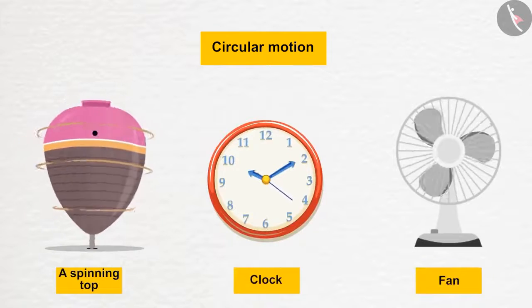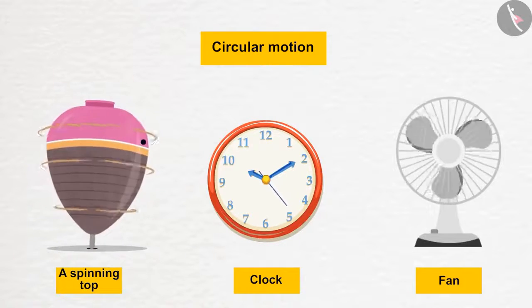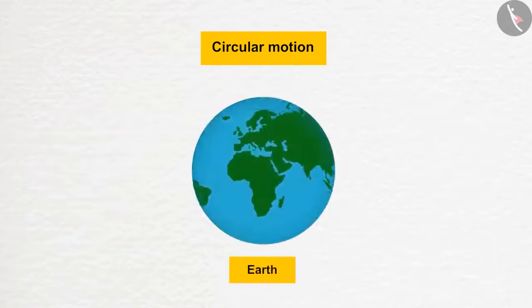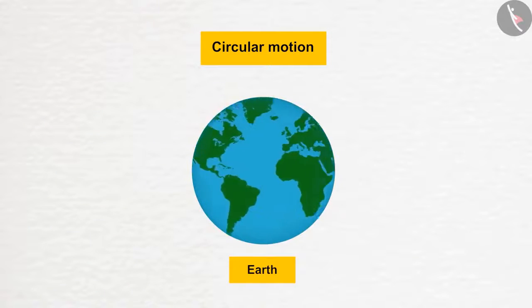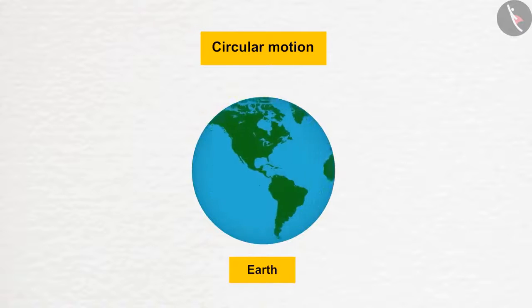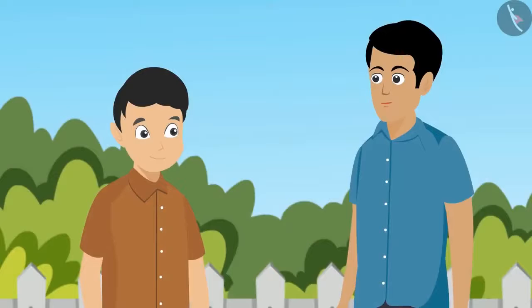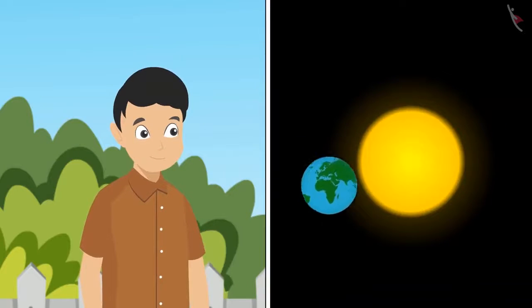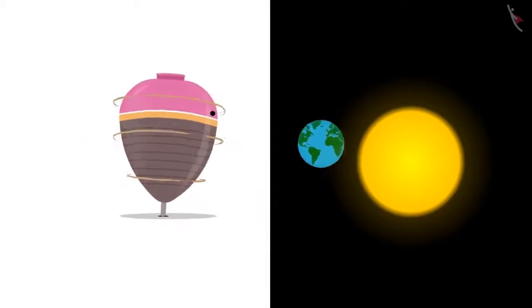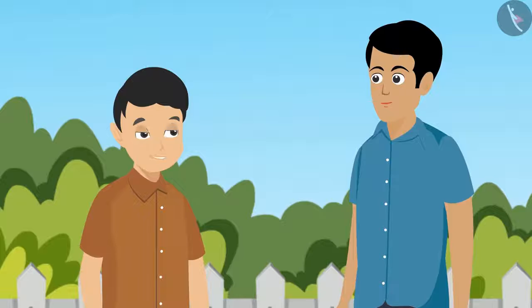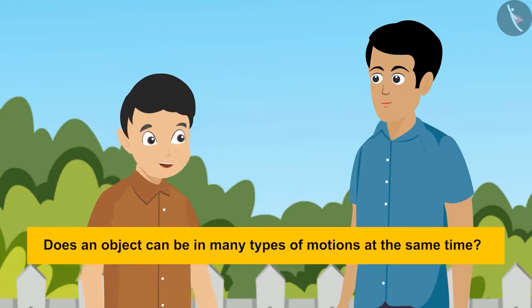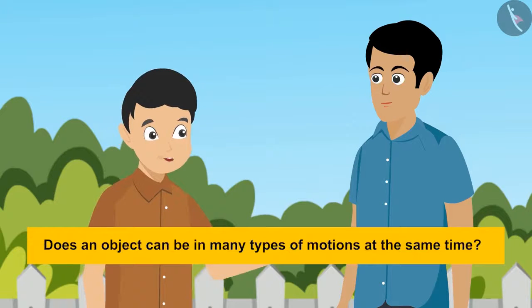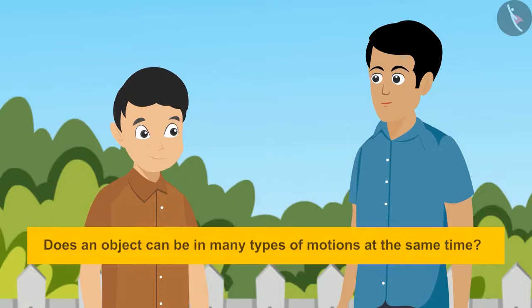The dials of a clock and fans are also examples of circular motion. And think for a while, our Earth is also in circular motion which causes days and nights. Brother, I understood this, but I have another question. Earth revolves around the sun and rotates on its axis too. And the spinning top can also change its place while rotating. So, does that mean that an object can be in many types of motions at the same time?